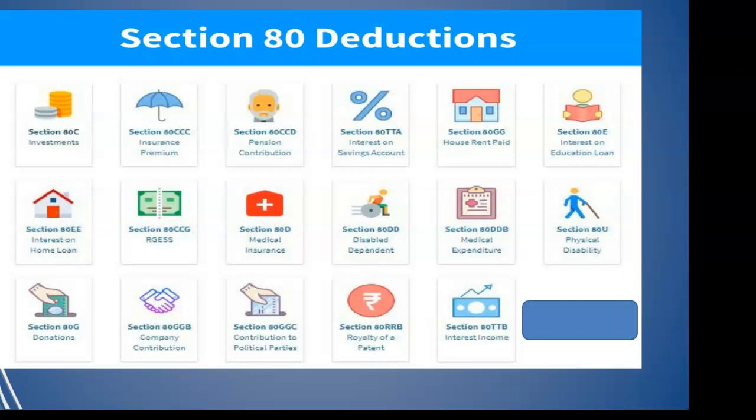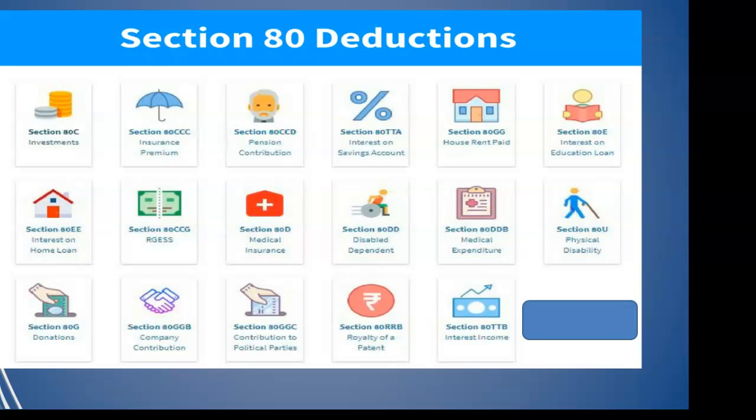80E deductions are allowed on interest on education loan. 80EE is interest on home loan. 80CCG is under RGESS. 80D is with respect to medical insurance. 80DD, deduction is allowed for disabled dependent. 80DDB for medical expenditure. 80U, deduction for physical disability. 80G for any donation towards charitable institutions.